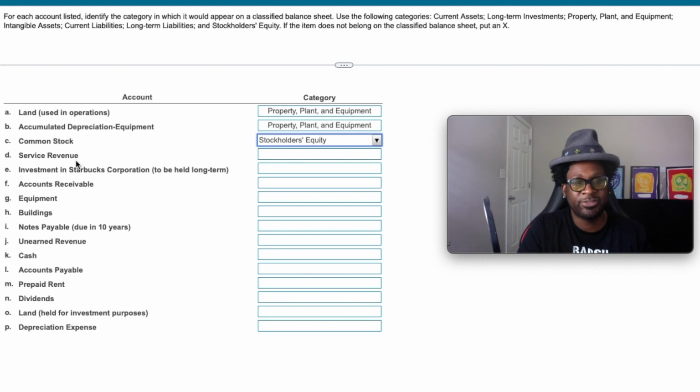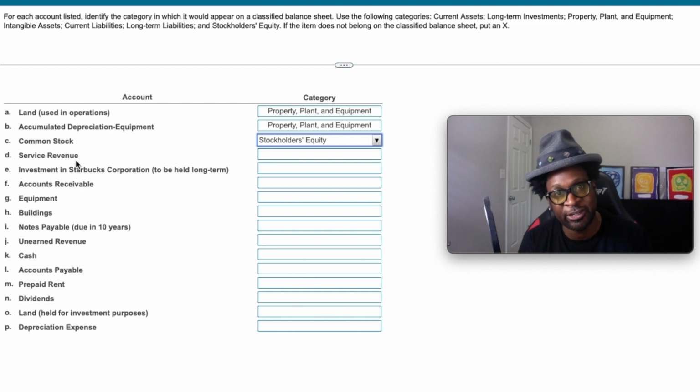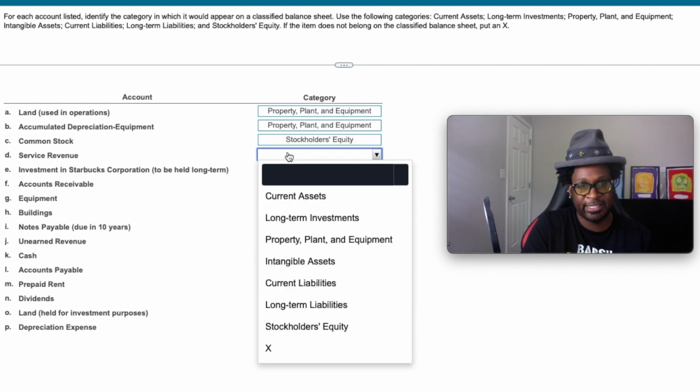Next, service revenue. Service revenue, that ain't it. That is not considered a particular stockholders' equity account. Now, does service revenue affect stockholders' equity? Yes, it does, but it affects it indirectly through retained earnings. However, since it's transferred through the statement of retained earnings to the balance sheet for the new retained earnings account, we are not going to report service revenue on the balance sheet. So we're going to put a big fat X on it.